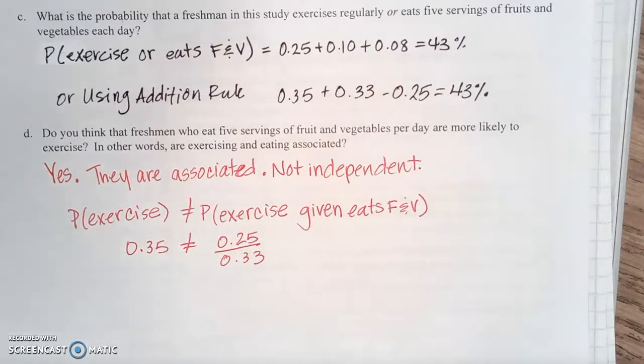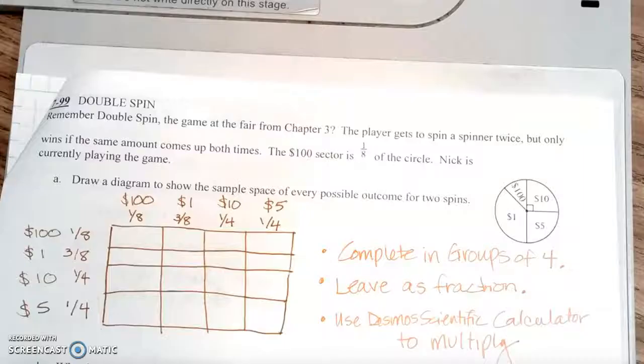Any questions on page 20? Anybody still writing? All right, we'll give you a second to catch it. Question 99, which is titled Double Spin.